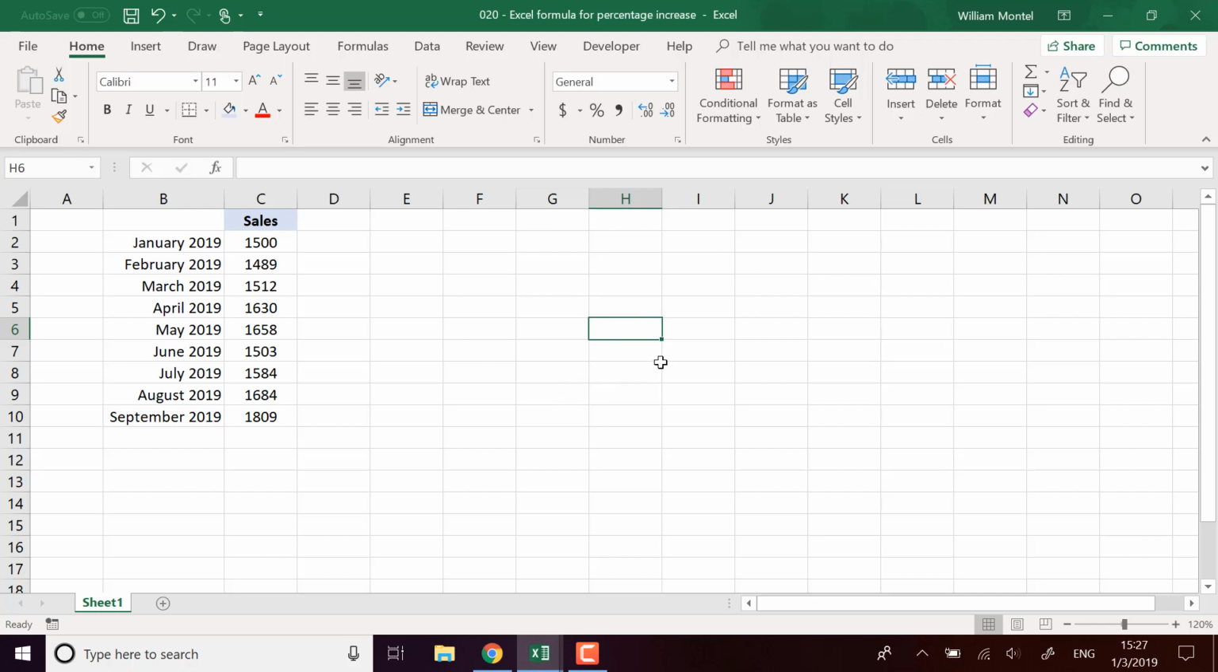Today I'm going to show you how to compute the change between values in percentage, so percentage of increase or decrease. We're going to do this for a series of sales from January to September and so on.